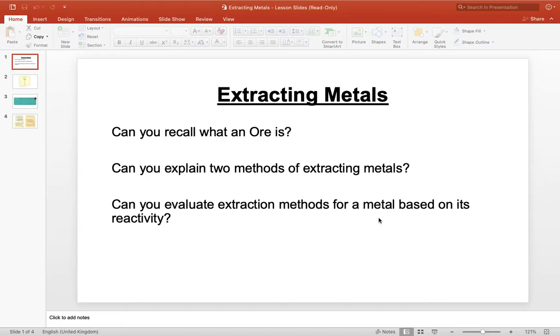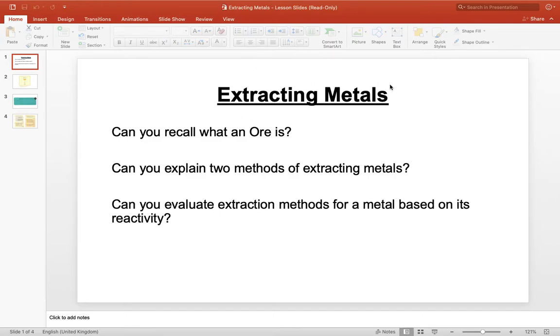Hello and welcome to our next lesson on this metals and non-metals topic. Over the previous two lessons we've looked at the reactivity series and we've looked at how we can displace metals from a compound. Today we're going to look at how this displacement reaction can be used in a real world setting. Now today's title, Extracting Metals.